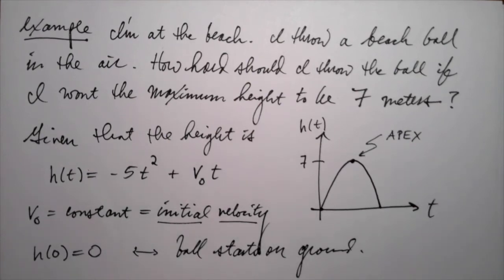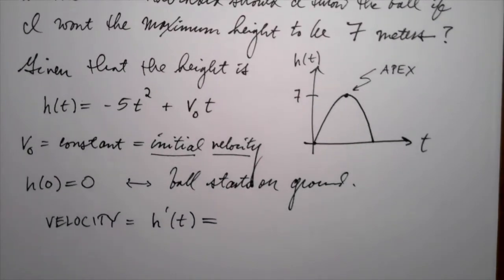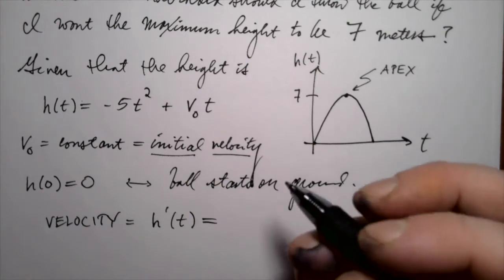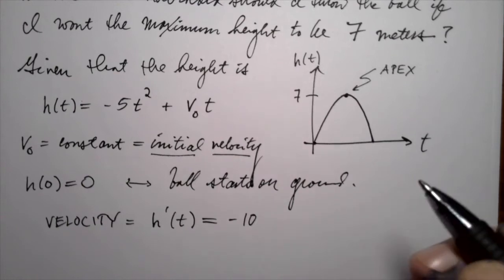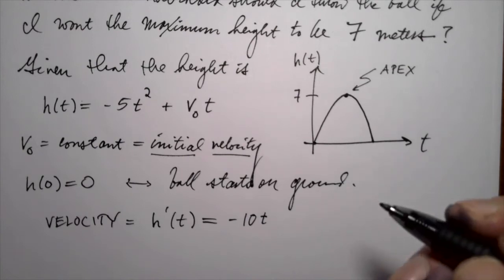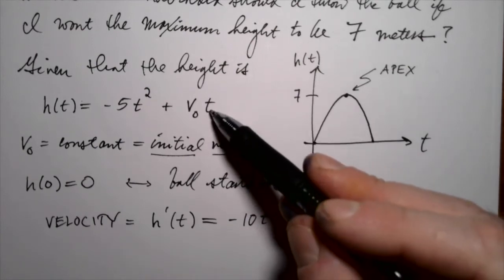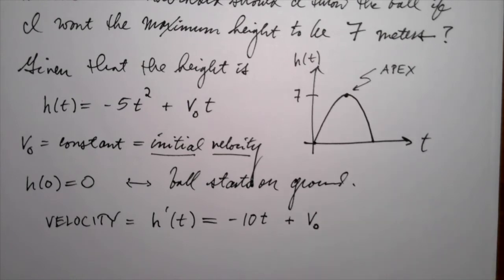So remember, the velocity as a function of t is the derivative of the height function. And now if we go and look at this formula here, let's take the derivative. So we bring the 2 down, it multiplies by the minus 5 to give minus 10, and then we subtract 1 from that exponent, leaving just a t. For the next term, the derivative of just t on its own will be 1, so if we multiply that by the constant v naught, we'll just get v naught.